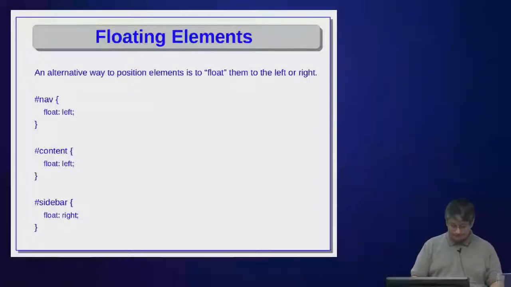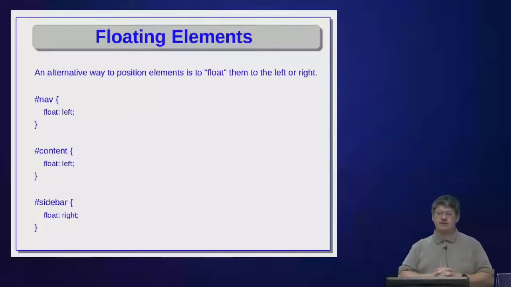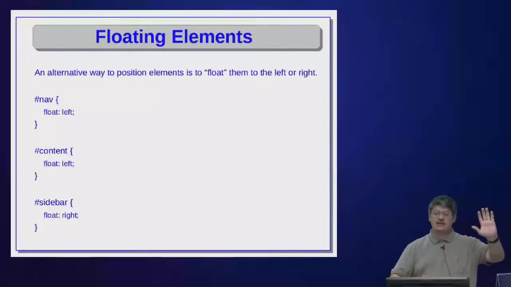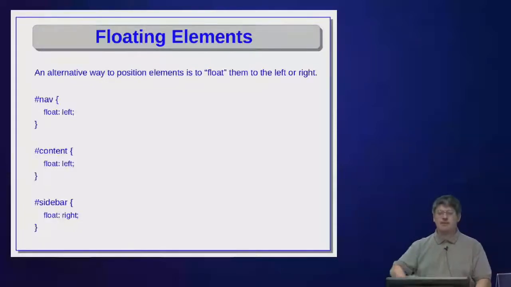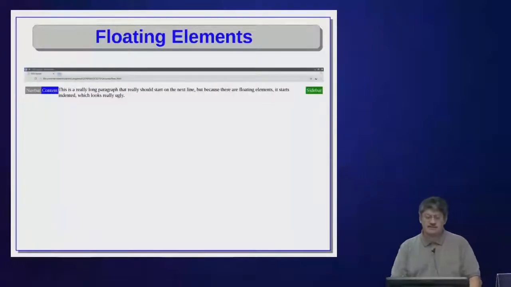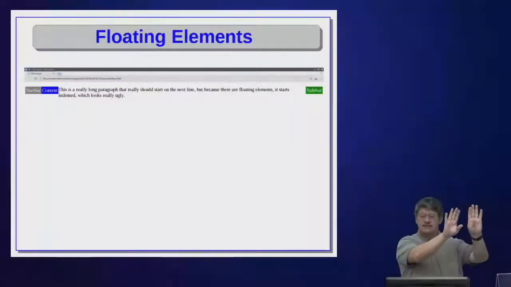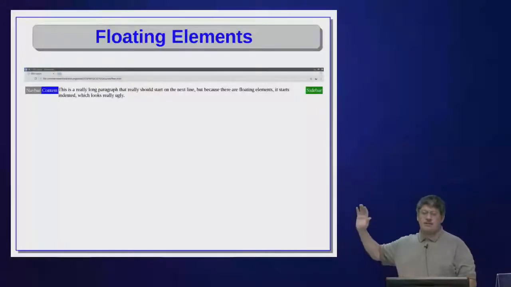So for example, suppose that I have a div with the ID nav, and I tell the browser to float it to the left. I do the same thing with content, so I can float the content to the left, and I'm going to have a sidebar that I float to the right side of the screen. That might look like this. So here I've got my nav bar on the left. I've got my content floated next to it. And then I've got my sidebar, which I floated to the right.